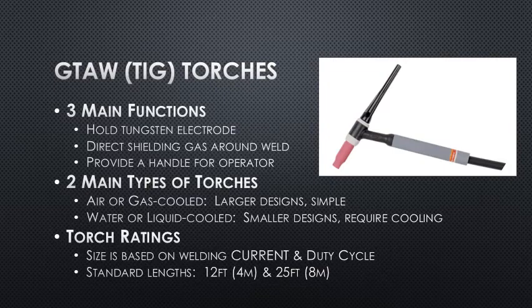Water or liquid-cooled torches are usually smaller designs because water and liquid cools more efficiently than air, but this does add complexity to the welding system with the requirement of a cooling system for the torches. Torches are rated based on their current and duty cycle. There are a number of different sizes available, and they are available in the standard lengths of 12 and 25 foot lengths.